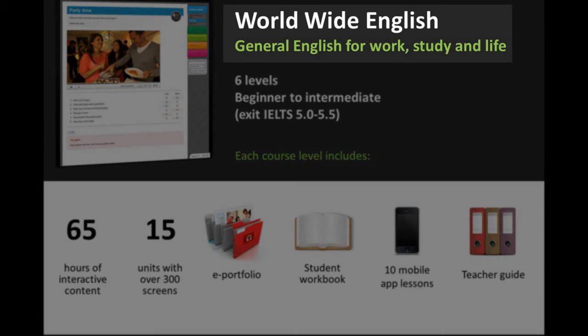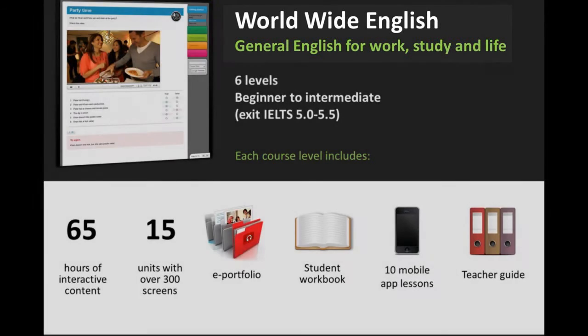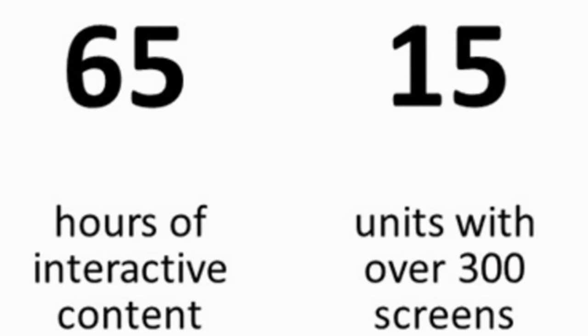Worldwide English is a general English course for work, study and life. There are 6 levels, from beginner to intermediate. The exit is at IELTS 5 to 5.5. There are 65 hours of interactive content per level, 15 units with over 300 screens.